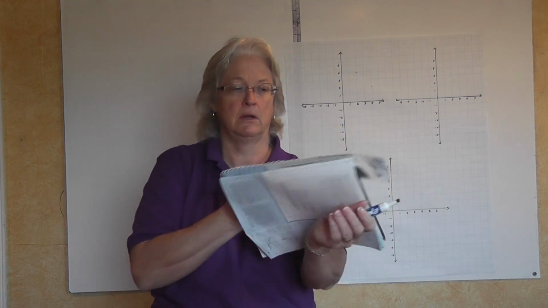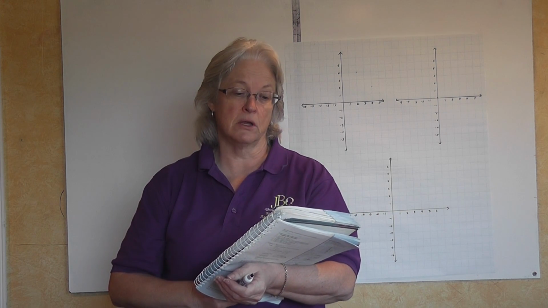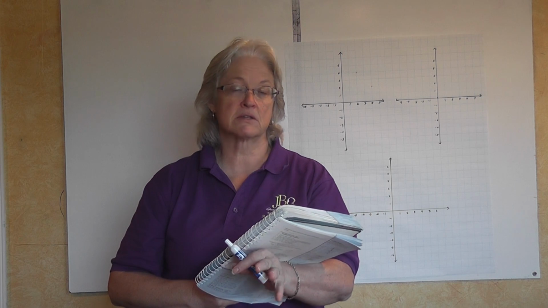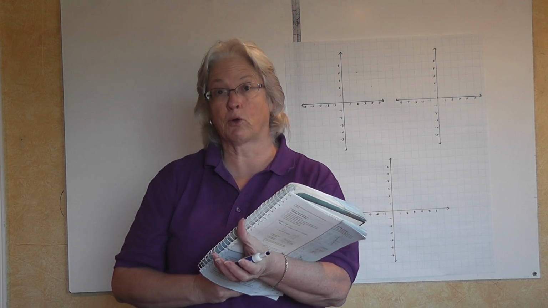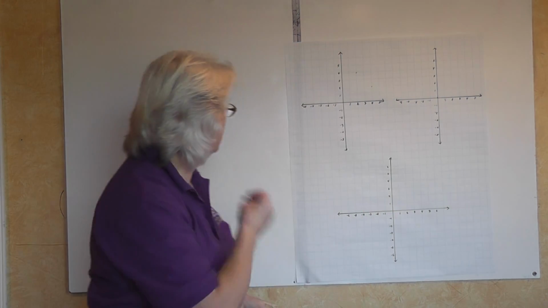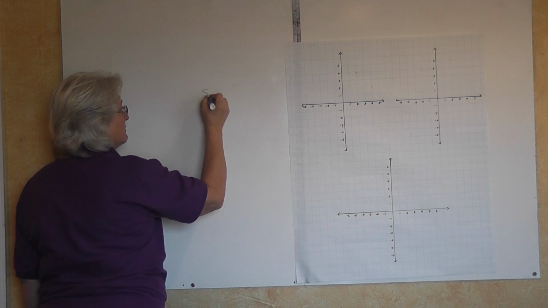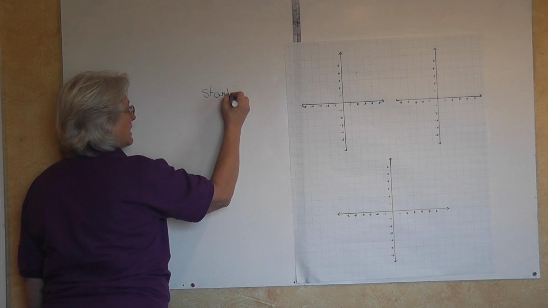Let me read a little bit from our book. It says, many relations and functions can be described in terms of an equation. One such equation is called a linear equation because when it's graphed, all of the ordered pairs that make that equation true lie on a straight line. And there is a particular form of that equation. This is called the standard form of the equation of a line, and this is what it looks like.